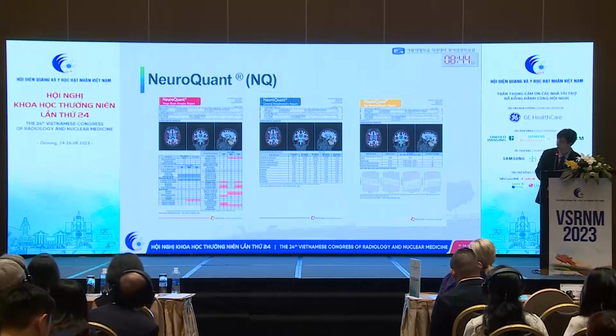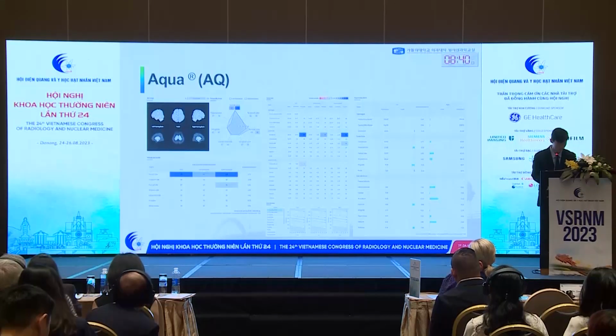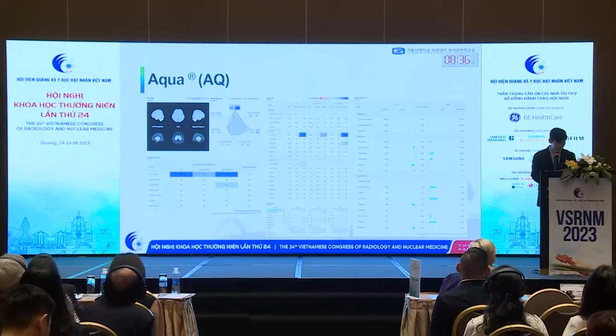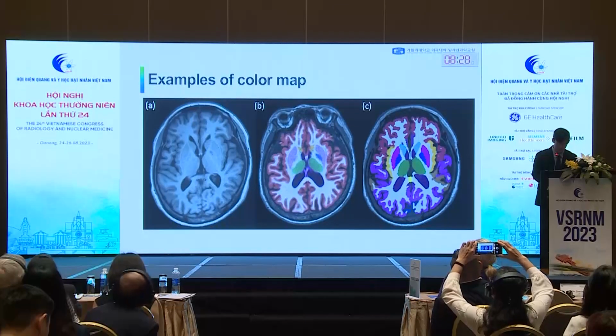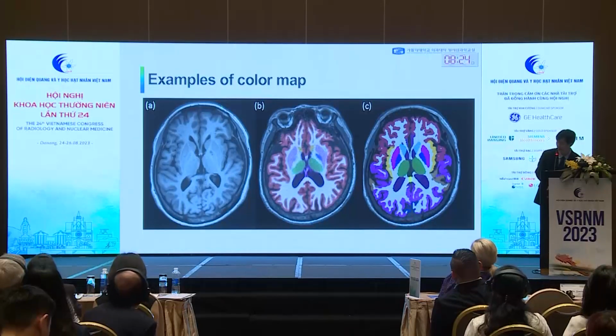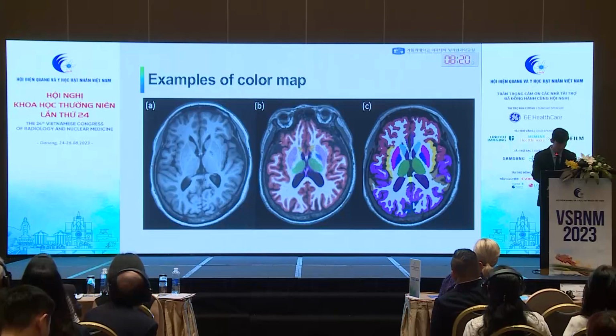And these pictures are examples of the NeuroQuant volumetry results. And these pictures are examples of AQUA volumetry results. This figure shows T1 weighted axial MR images with conventional axial images at the basal ganglia, presented as image A, and color-coded images of NeuroQuant and AQUA, respectively.